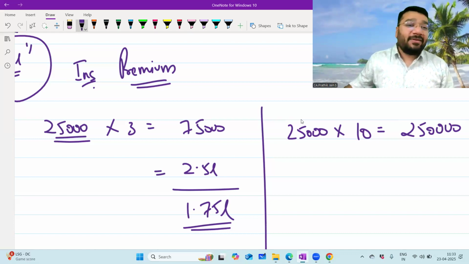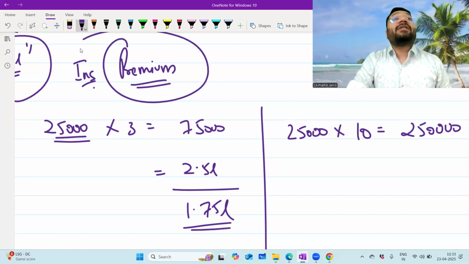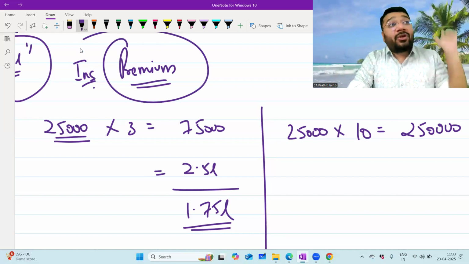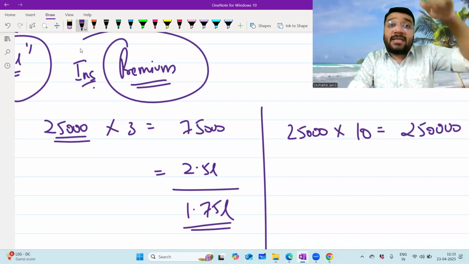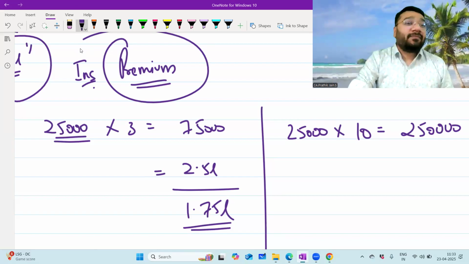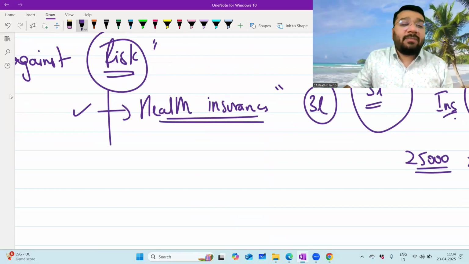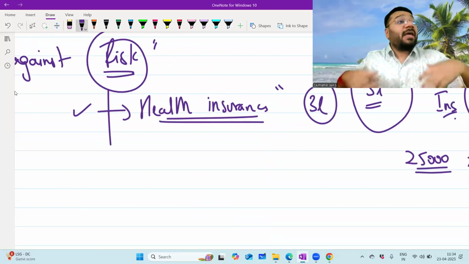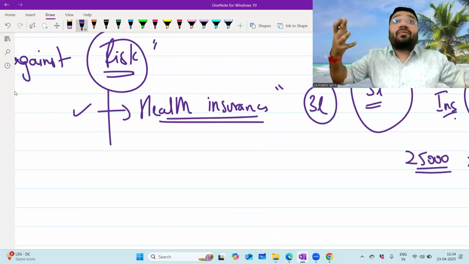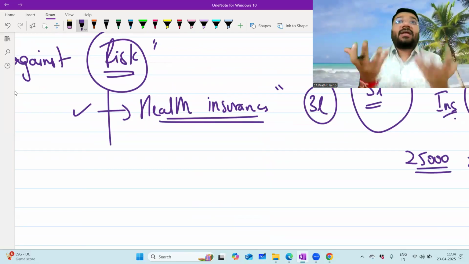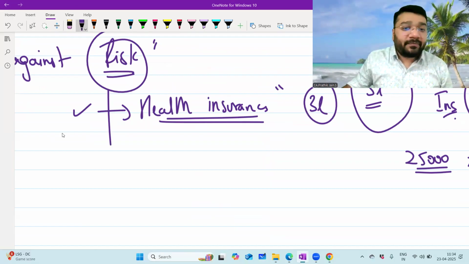So basically, this premium is paid to the insurance company by you so that the insurance company can protect you from the risk that you're exposed to in the market. One such risk is health risk, where heavy medical bills come. Health insurance is nothing but medical insurance, to protect you from the risk of heavy medical bills. This concept of health insurance comes into the picture.